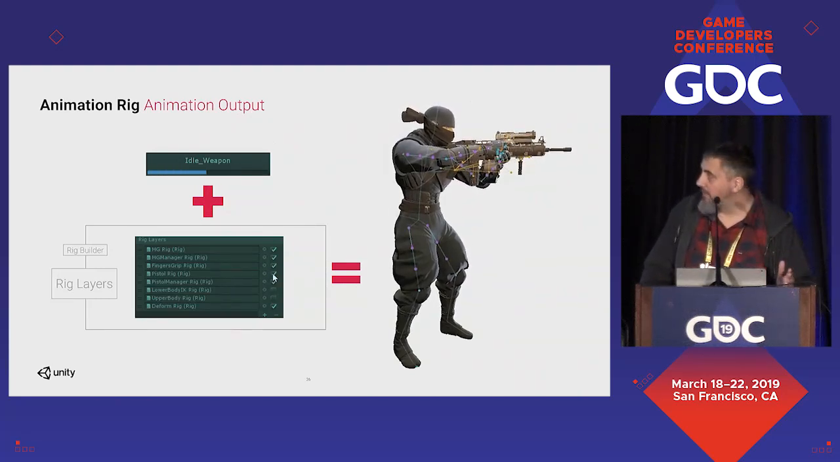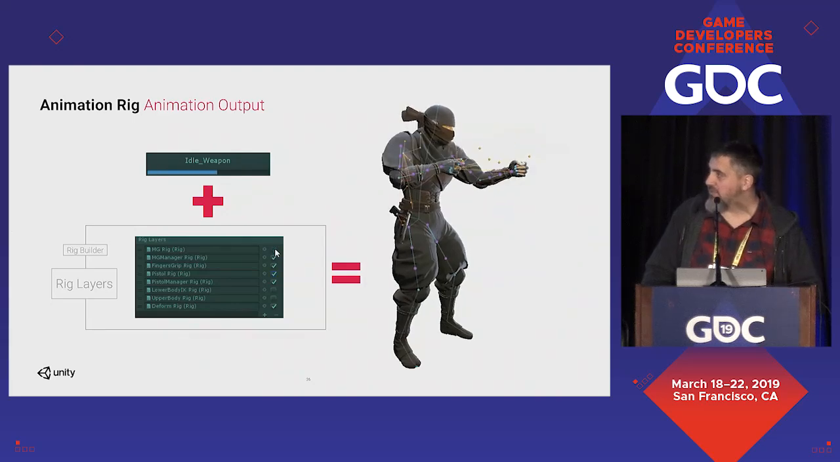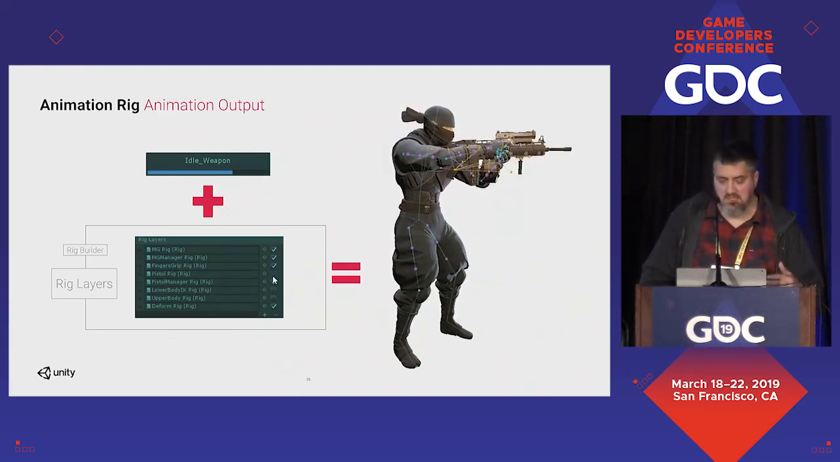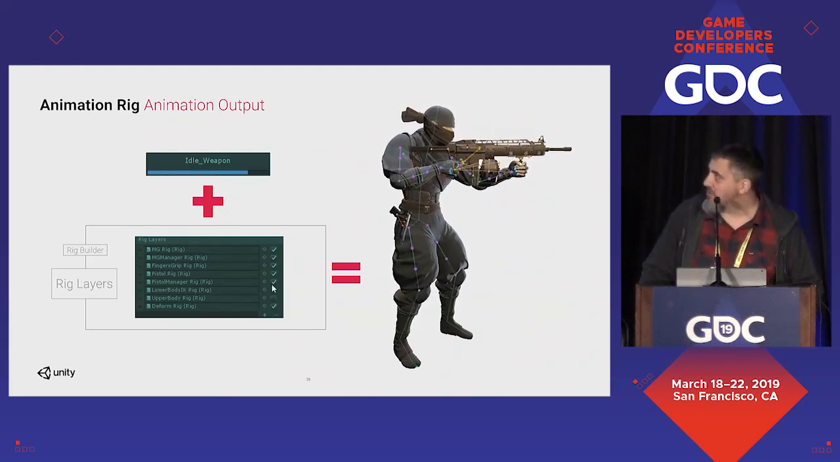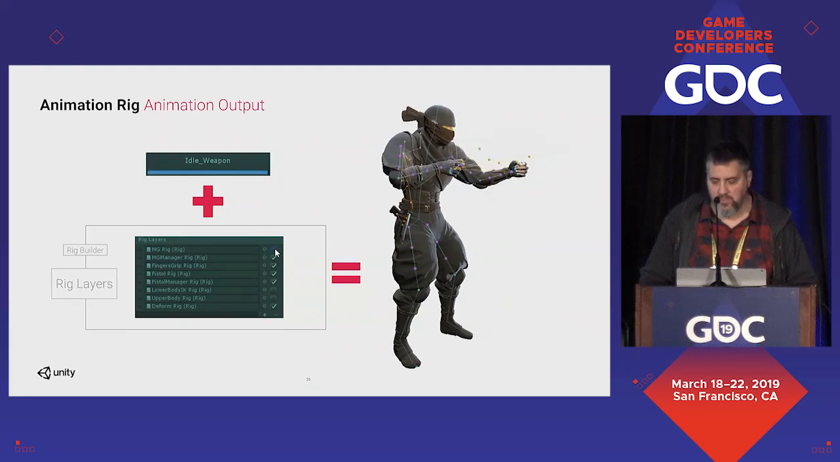So I think here Dave did a wonderful job explaining how the rig layers and the rig component work together. I just want to point out that this is how I've used it. I use a single animation weapon, and I just layer on top with the rigs different hand grips and different weapon types. So actually it works really well and is super stable too.